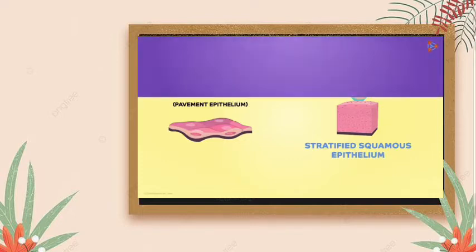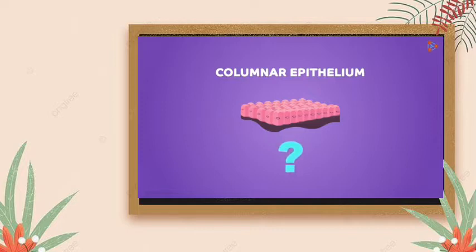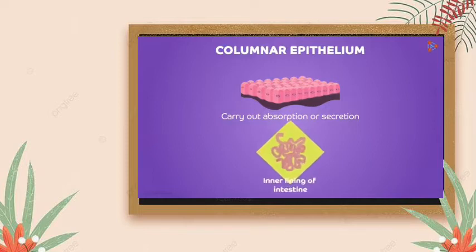Now the next type in our list is the one where we have tall, pillar-like structures. These are referred to as columnar epithelium due to the column-like appearance that they have. Now you may wonder, why do we need such tall cells for covering a surface? Well, such tall cells help to carry out absorption or secretion to a good extent. Thus, according to this function, the best example to locate this type of epithelium is in the inner lining of the intestine. Sometimes a slight modification is also observed in this type.